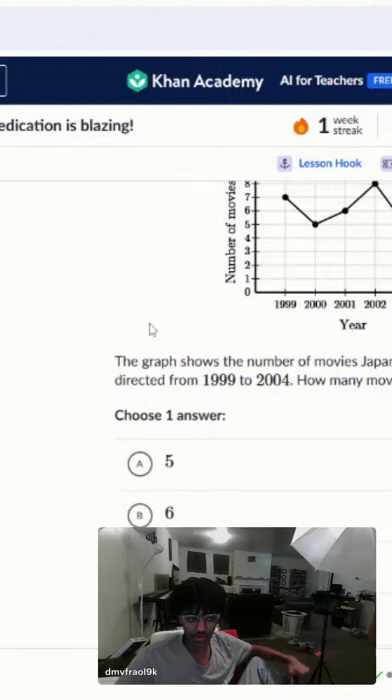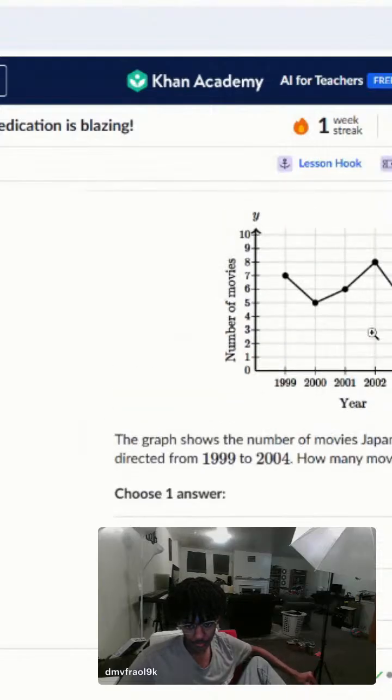The graph shows the number of movies Japanese filmmaker Takashi Miike directed from 1999 to 2004. How many movies did he direct in 2001? 6. He directed 6 movies.